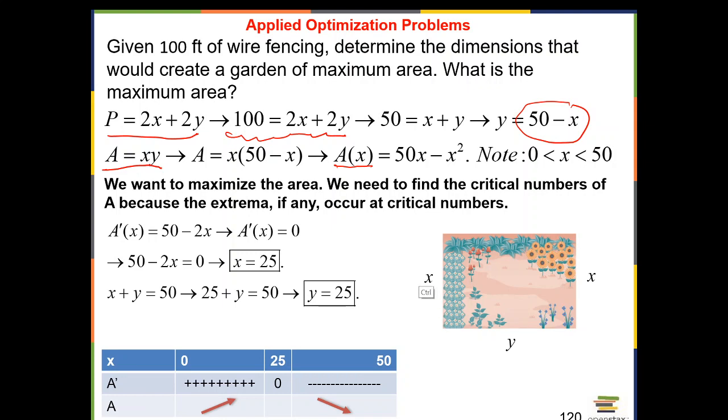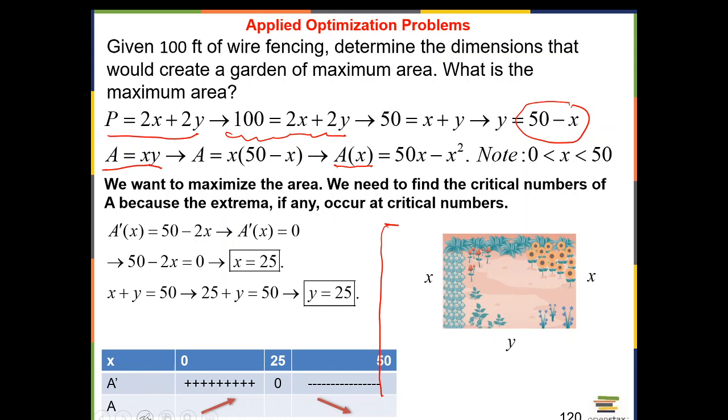Let's say if x is 49, then we have 2 feet left for the y, the two sides, so it would be one of each. So it would be a rectangle with 1 foot, and then it would be really long, right? All right, so x is between 0 and 50.